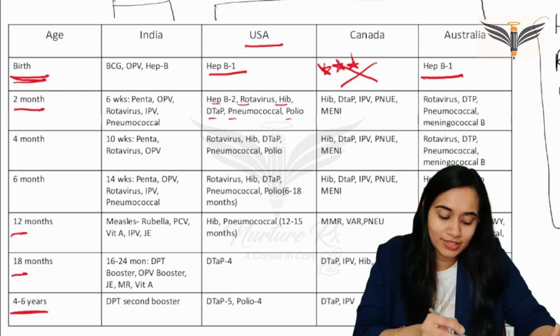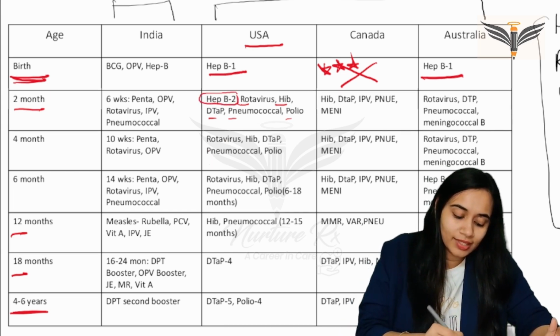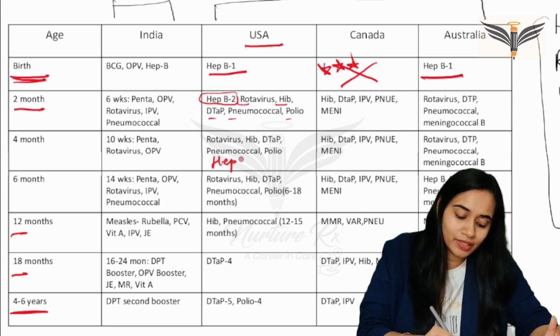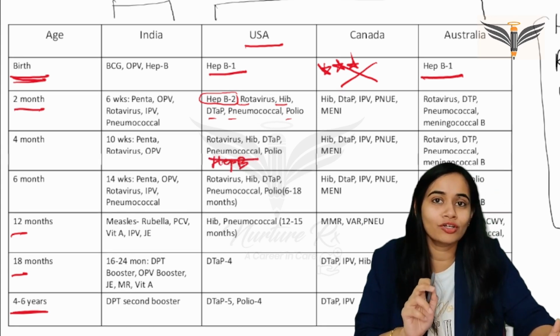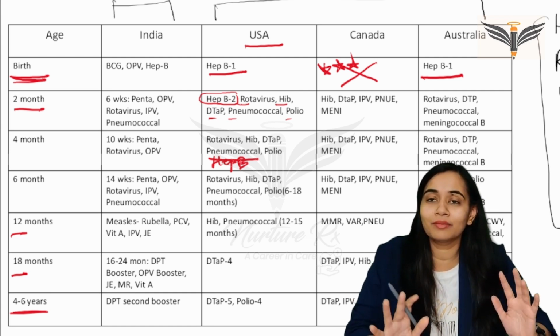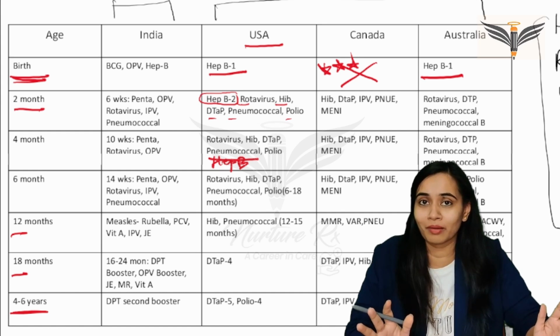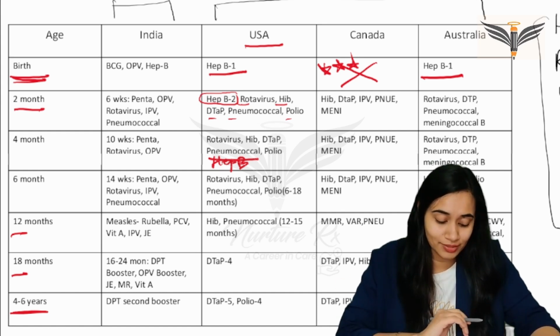Again at 4 months hepatitis B is removed. At 2 months there is, I'll write hepatitis B here and I'll cut it so that you remember that hepatitis B is not to be given at 2 months. Okay. So this is the table that you have to visualize and remember. Otherwise, it is very difficult to recall it in the examinations.